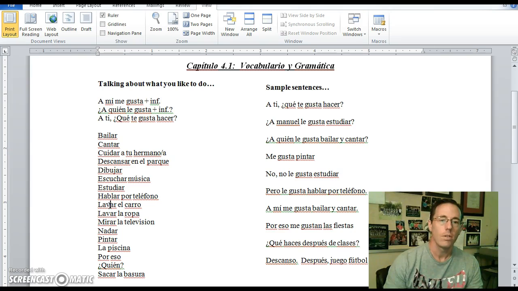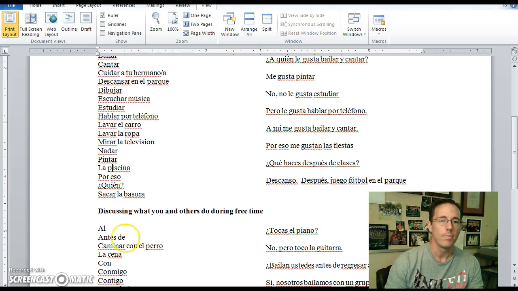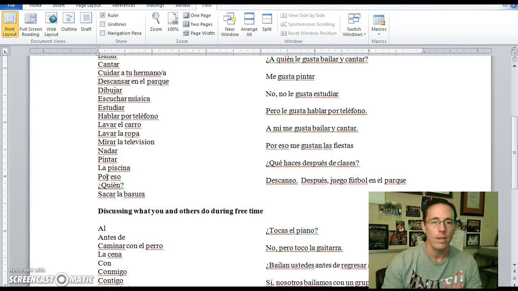Lavar el carro, to wash the car. Lavar la ropa, to wash the clothing. Mirar la televisión, to watch TV. Nadar, to swim. Pintar, to paint. La piscina, the pool or the swimming pool. Por eso means for that or for that reason. ¿Quién asks who or whom. Sacar la basura, to take out the trash.